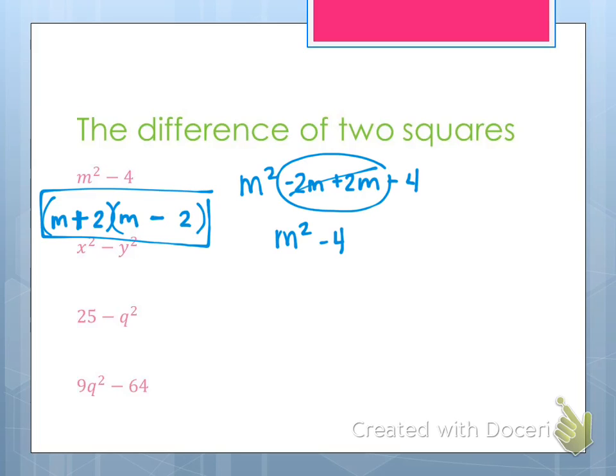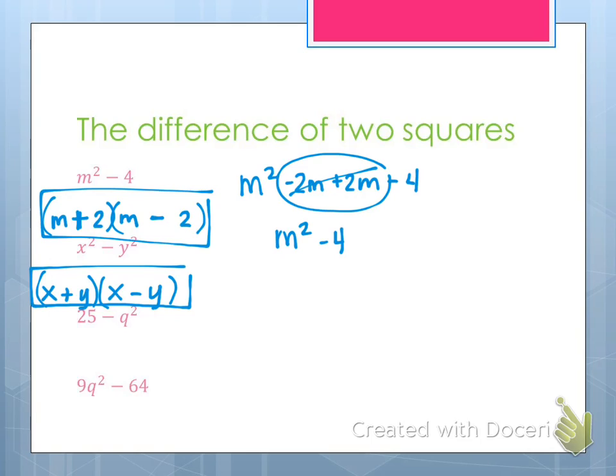X squared minus y squared. Okay? You say, this one looks a little bit different. But let's ask ourselves, what's the square root of x squared? X. What's the square root of y squared? Y. So I can do it. So let's put my two parentheses. So I put the square root of x squared, which is x, which goes in the front. The square root of y squared, which is y, and it goes in the back. What do my signs have to be? Plus and minus. Final answer. Can we put like the minus on the left side and plus? Yes. If you want to do minus plus, that's fine. All right, let's do this next one.